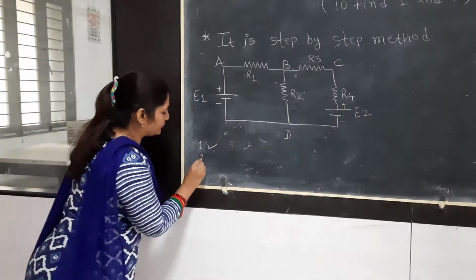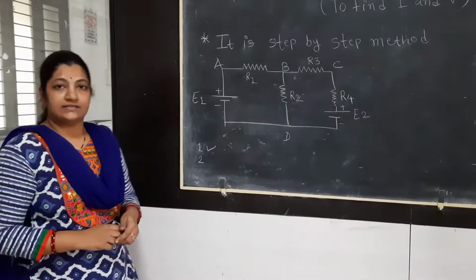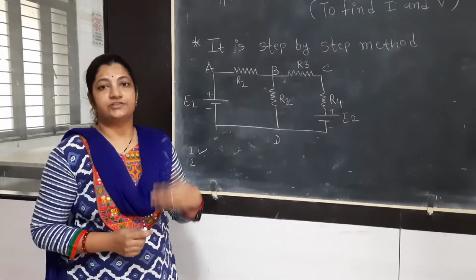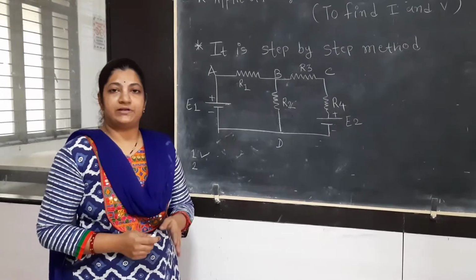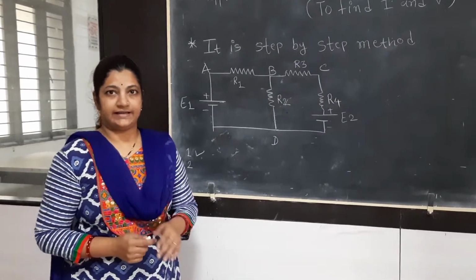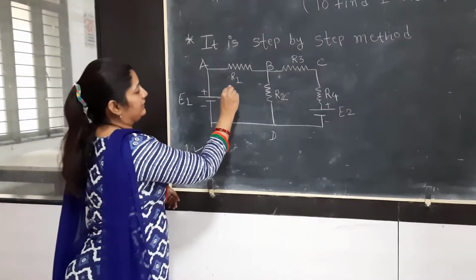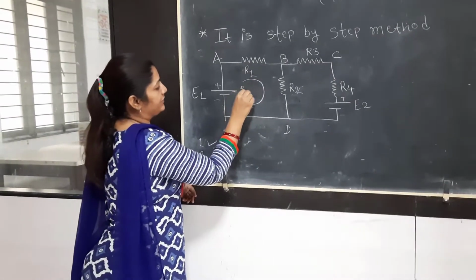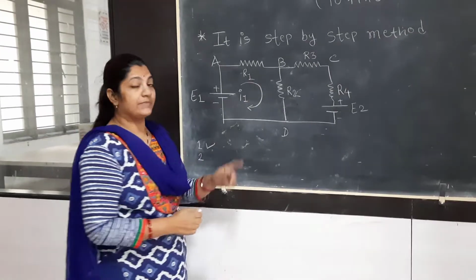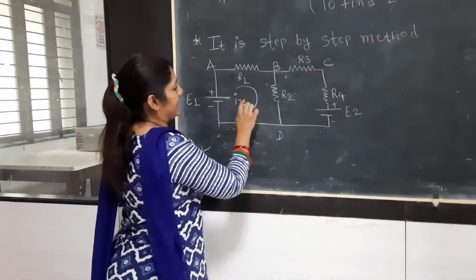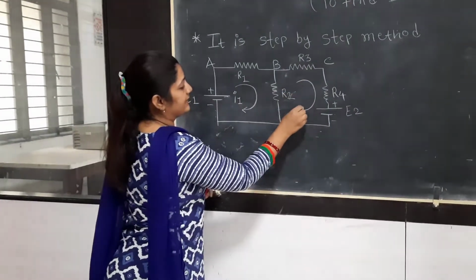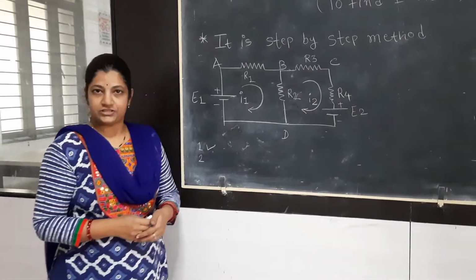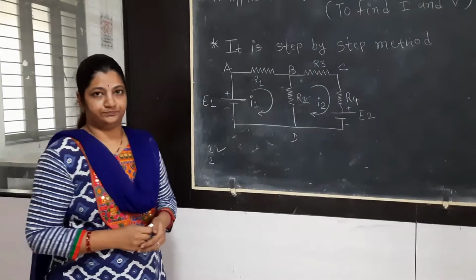Now, step number 2. We have to assume mesh current, or you can say assume loop current. Sometimes it is also known as tracing of direction. Let's say for the first mesh, I am going to consider mesh current, it is my assumption obviously, I1. For the second mesh, I am going to consider mesh current with the notation I2.